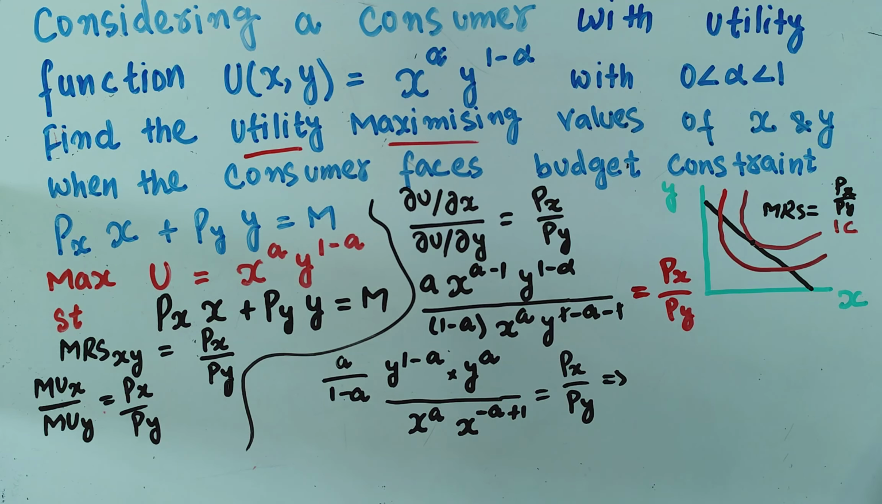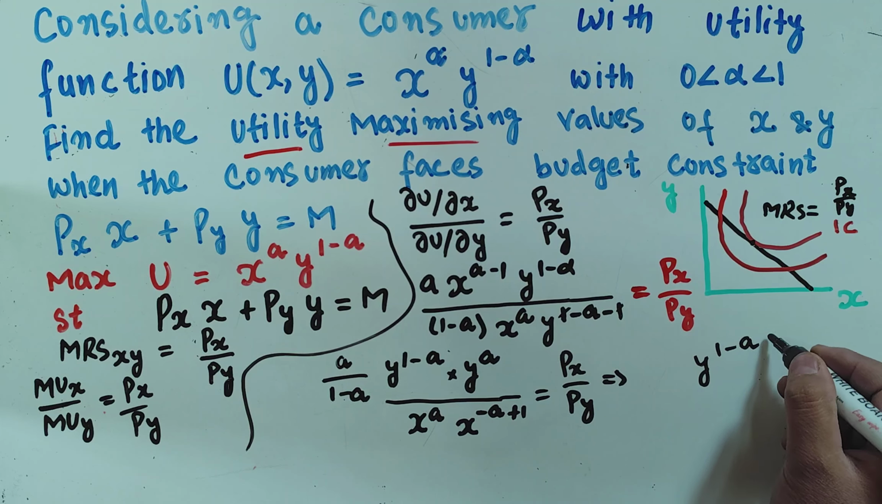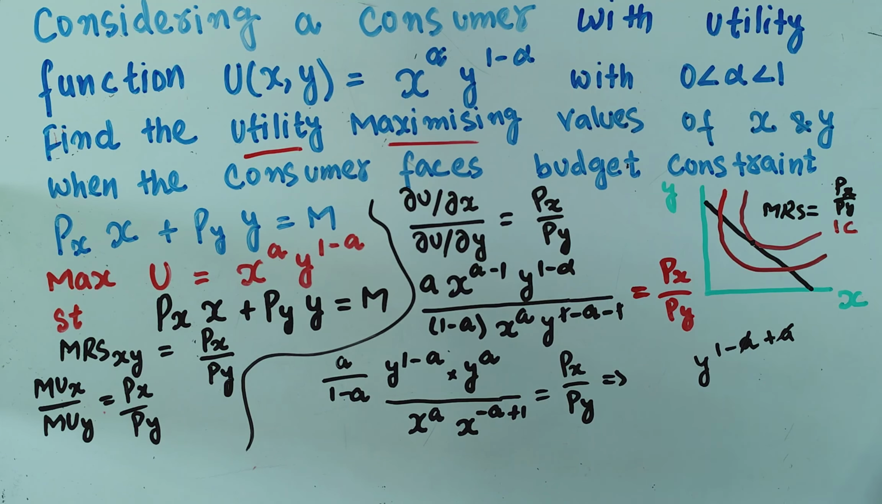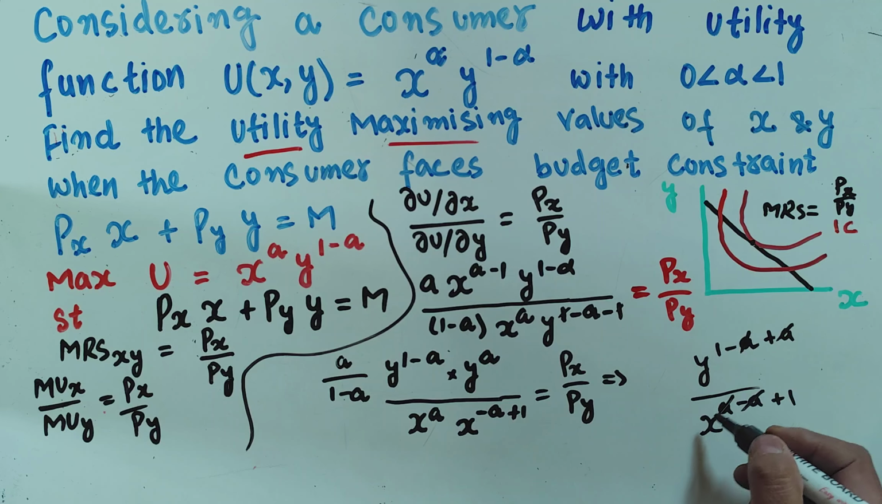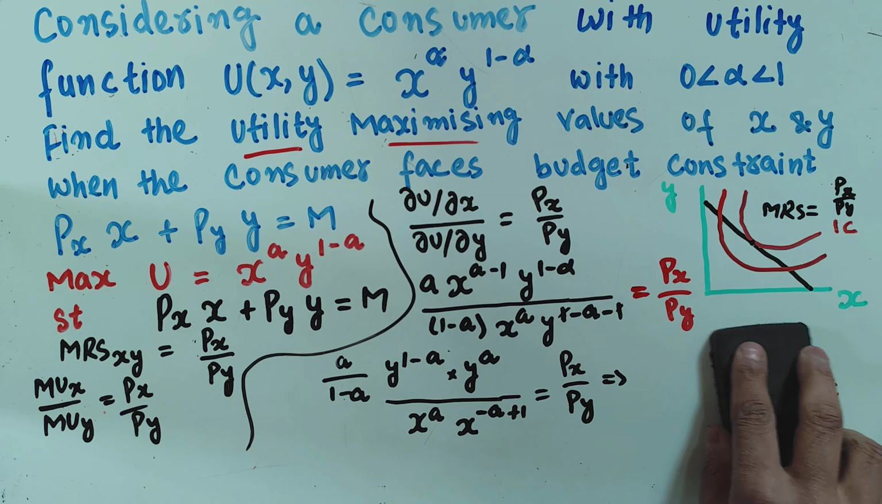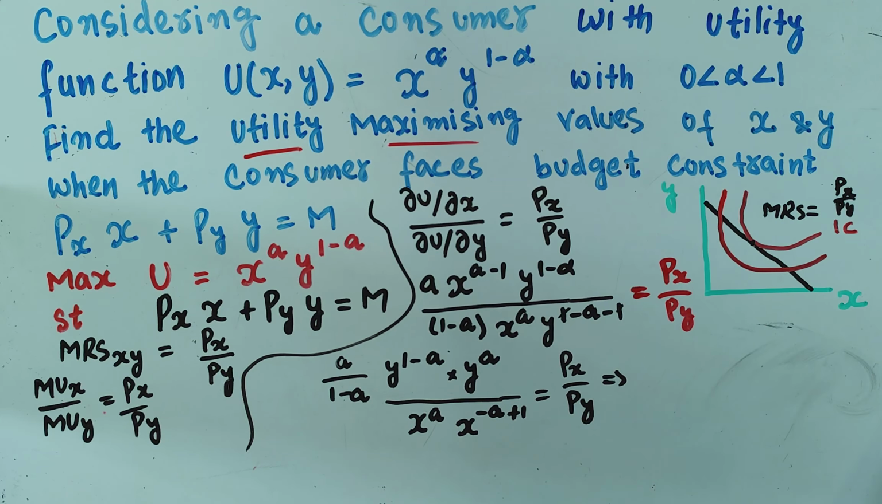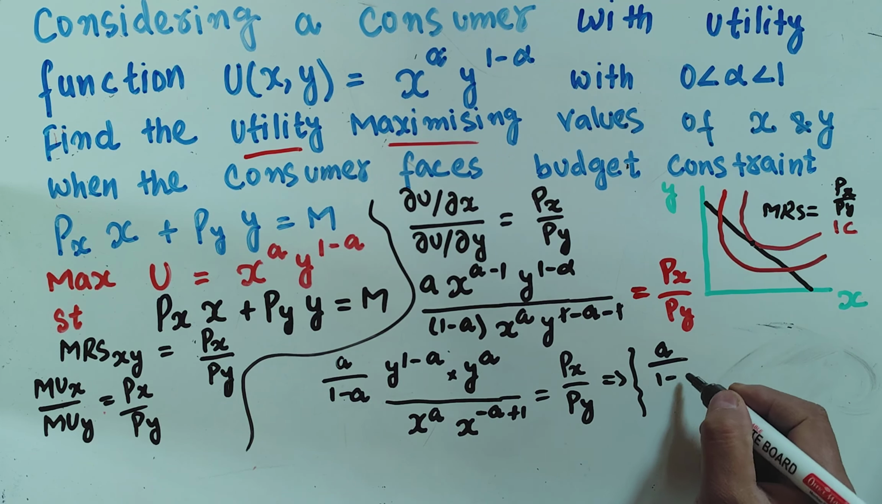Which implies, here the bases are the same. We have y to the power minus, and here if I write y to the power 1 minus a plus a, so minus a plus a gets cancelled. In the denominator we have x, the bases are the same, so we can add the exponents. We have a minus a plus 1. This gets cancelled, this gets cancelled, so we get y upon x only in these two terms. I am doing this to save space. So here we got a divided by 1 minus a.